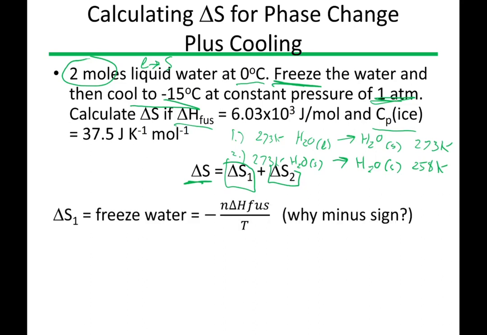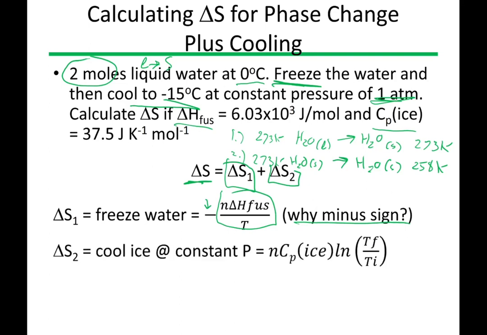So for step 1, freezing water, we're going to use delta S equals n delta H fusion divided by T. Why do we have the minus sign? Well, remember that equation was for melting water, so since we're going the other way, we will change the sign of this. And then for the second step, we want to cool the ice at constant pressure, so I'll use the constant pressure equation to find that delta S.